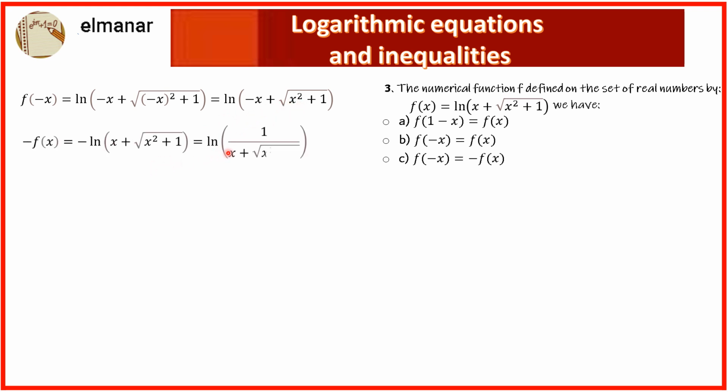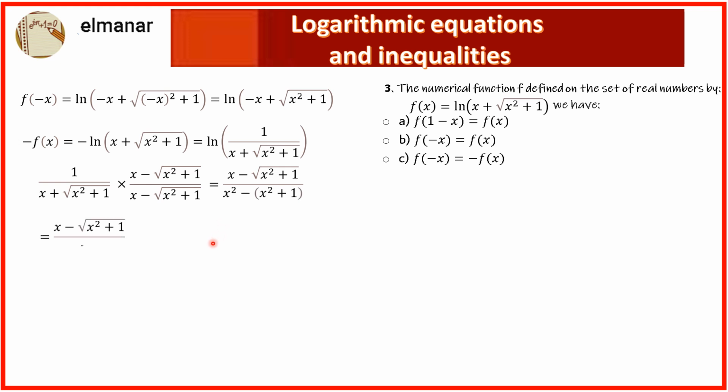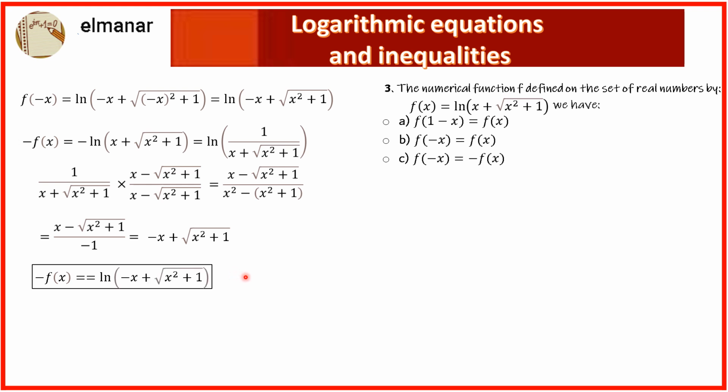After simplifying, we find that it equals the natural log of 1 over the quantity x plus the square root. Using the properties of logarithms, this equals the negative natural log of the original expression, meaning f of negative x equals negative f of x. Therefore, the function is odd, and the correct answer is option C.